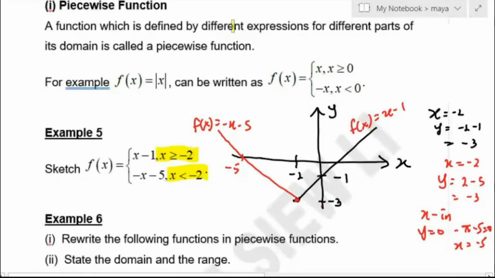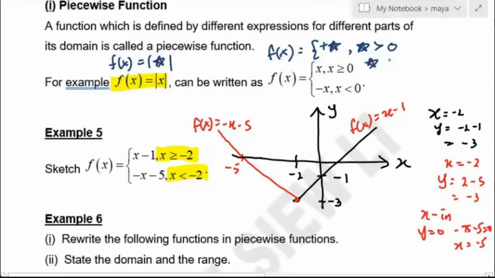Next, we are going to learn how to write our absolute function in piecewise form. This is an example of an absolute function that we write in piecewise form. The idea is f(x) equals modulus of something. When I write it in piecewise, when that something is greater than 0, it is defined as positive, so it will be positive for the function.